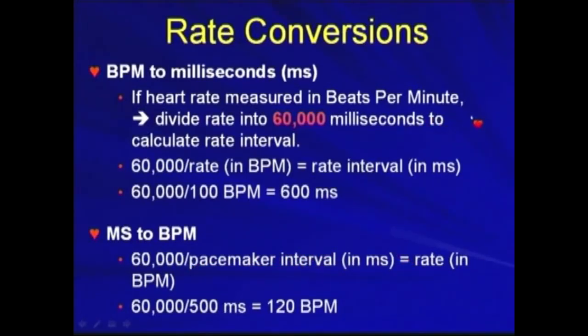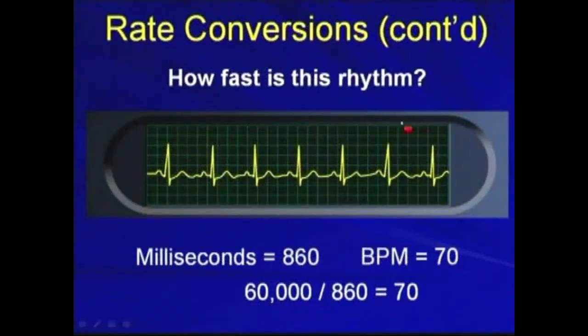Let's look at an example. How fast is this rhythm? If you measure the milliseconds between the RR, it is 860 milliseconds. So what is the rate? We divide 60,000 by 860, which gives 70. So the heart rate is 70.